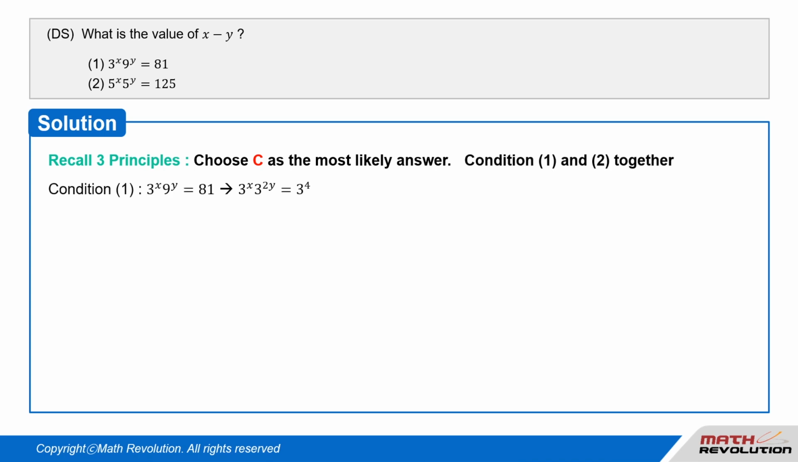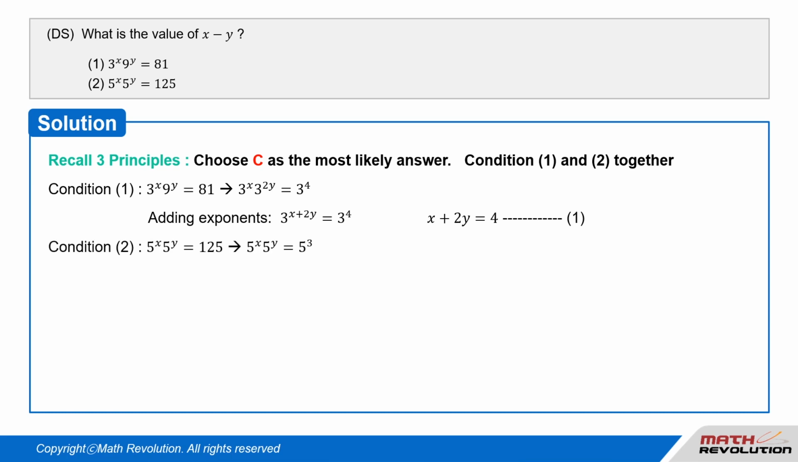Let's take a look at both conditions together. Condition 1 tells us that 3 to the power of x, whole times 9 to the power of y, equals 81. Or 3 to the power of x, whole times 3 to the power of 2y, equals 3 to the power of 4. Adding the exponents together gives us 3 to the power of x plus 2y equals 3 to the power of 4. Then we can drop the bases to get the equation x plus 2y equals 4.